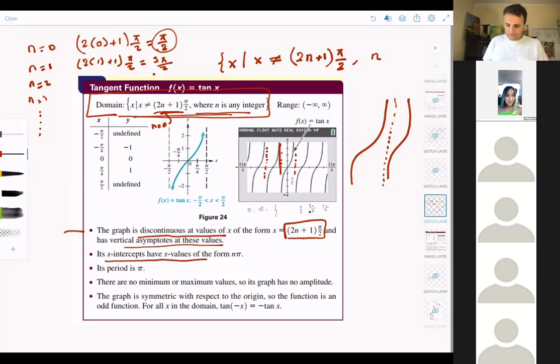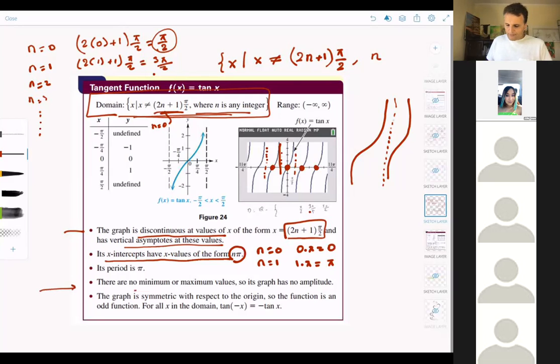The x-intercepts have x values of n pi. Again, we have n here. I know you guys don't like the way n got involved here, but n is an integer. For example, let's say n equals 0. We have 0 times pi is 0, which is here. That means this is an x-intercept. When n equals 1, we have 1 times pi equal to pi, which is here. That means another x-intercept. Then n equals 2, we have 2pi here. If it's negative, we have negative. So those are the x-intercepts.